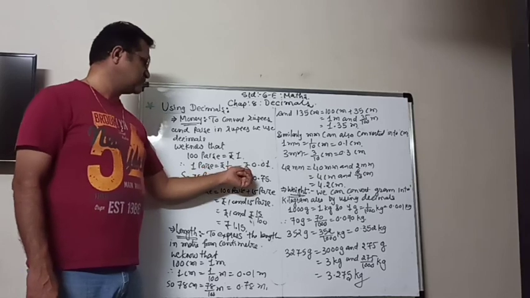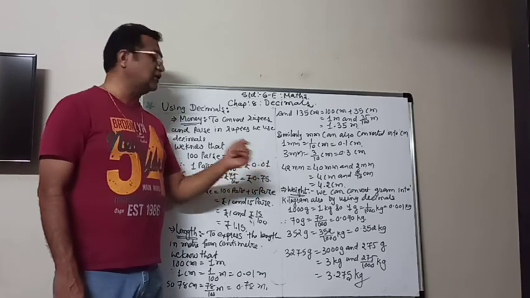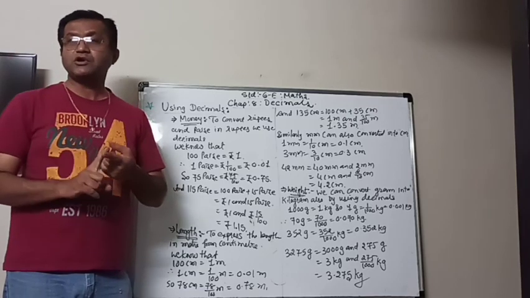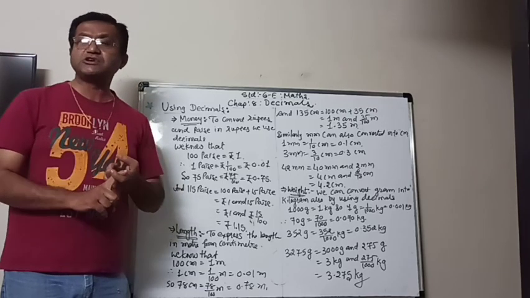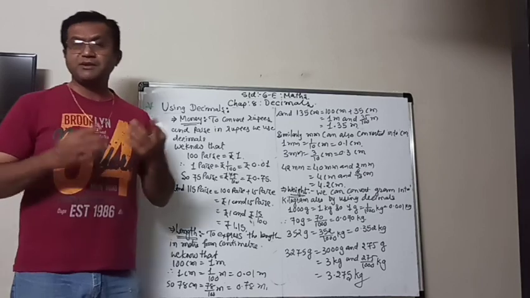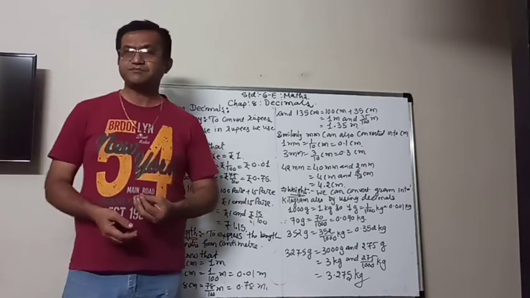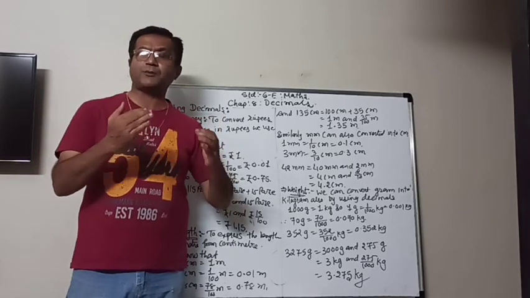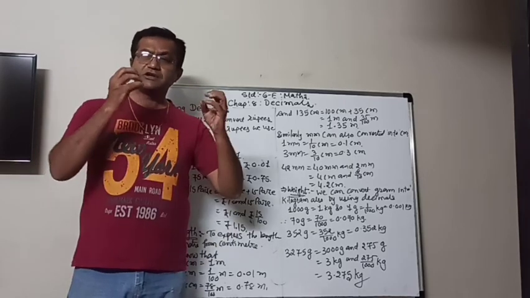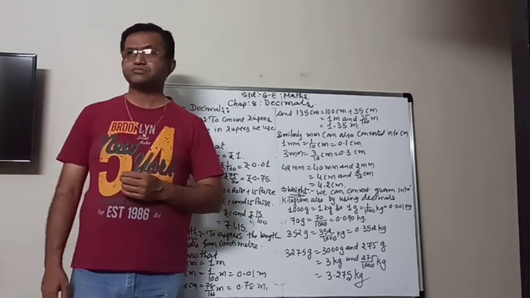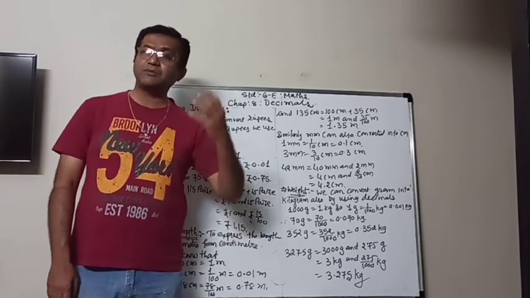It means that 1 paisa is equal to 0.01 rupees. So if you have 75 paise, that is rupees 75 upon 100, means rupees 0.75.